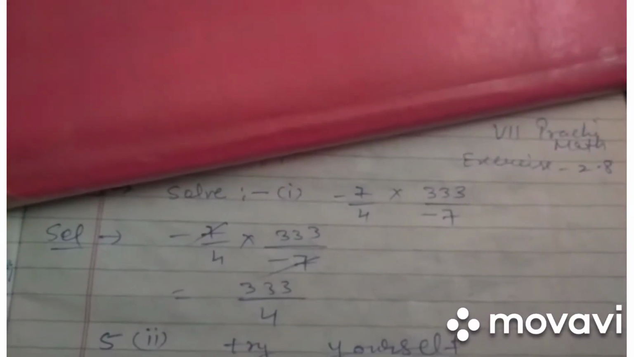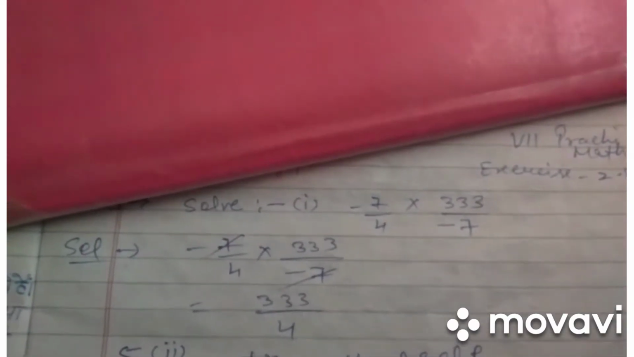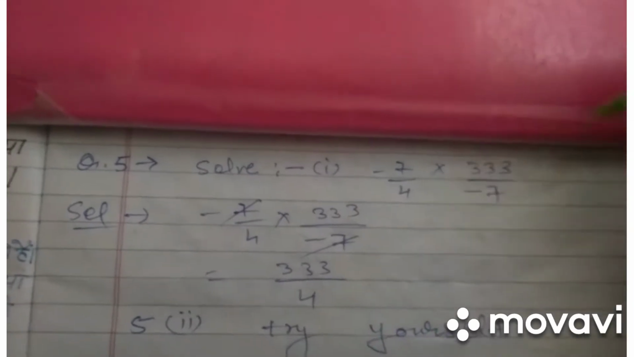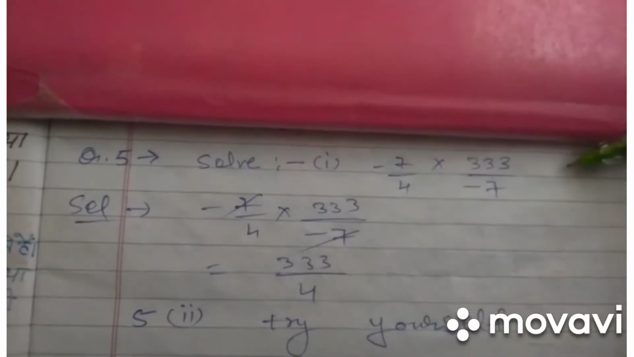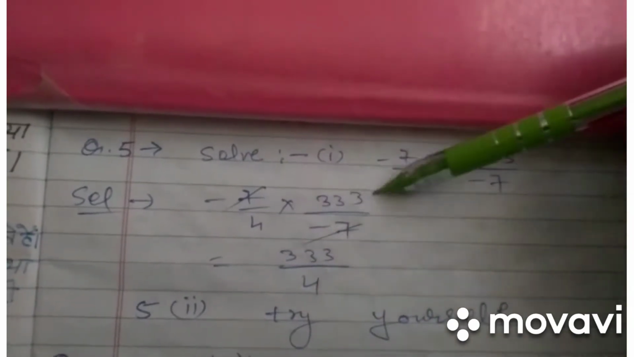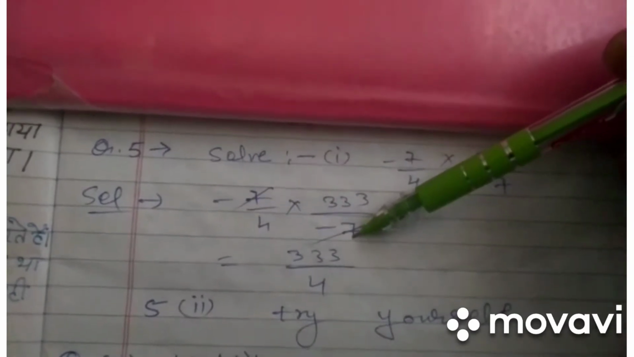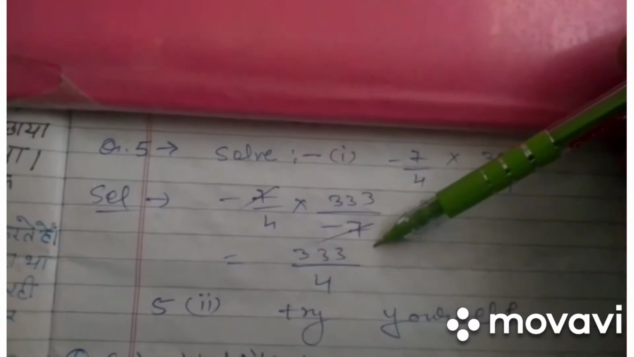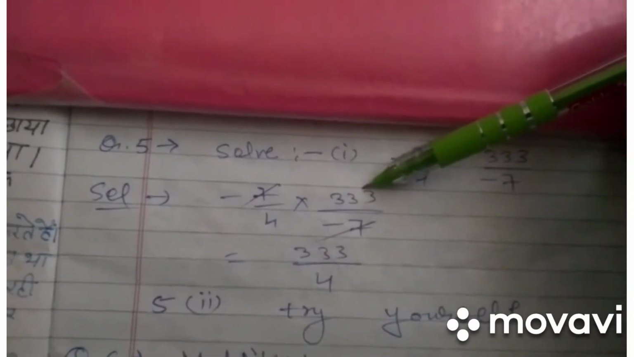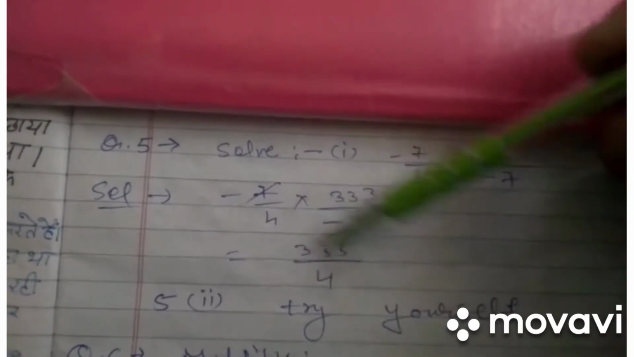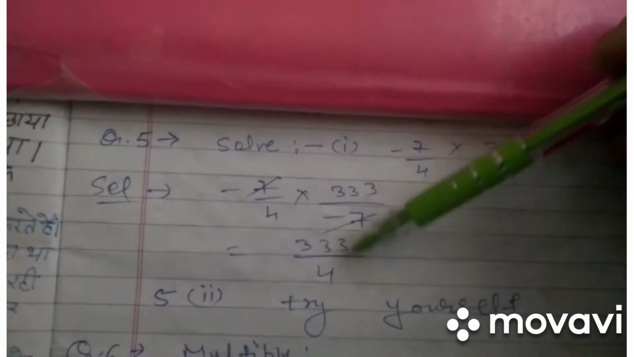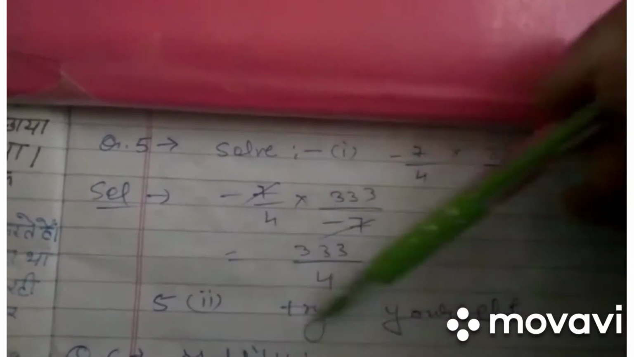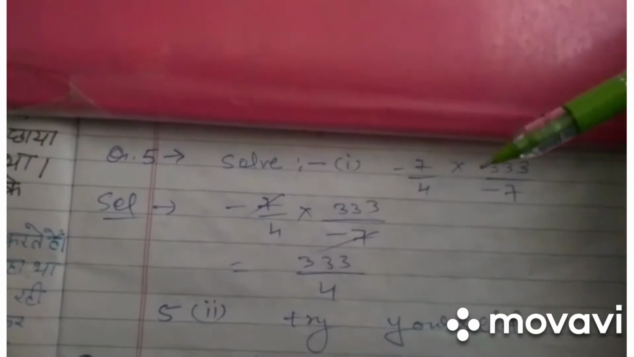Seventh Prachi Math exercise 2.8. Question number 5. Solve. This is the first part we have to solve. Solution: minus 7 upon 4 multiply 333 upon minus 7. In multiplication, a numerator can cancel with a denominator if they are the same. So minus 7 and minus 7, this is the numerator, this is the denominator, we can cancel. Now the numerator left is 333 and the denominator 4. These can't cancel, so the answer will be this. Fifth second part you can try yourself with the same procedure.